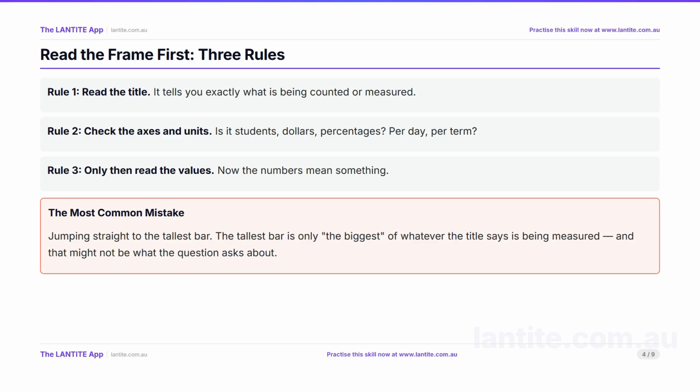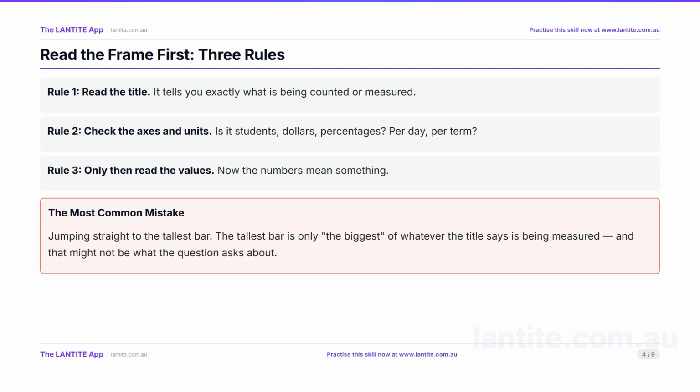3 rules keep you safe with any chart. Rule 1. Read the title. It tells you exactly what is being counted or measured. Rule 2. Check the axes and units. Are we counting students, dollars, or percentages? Is it per day or per term? Rule 3. Only then read the values, because now the numbers actually mean something.